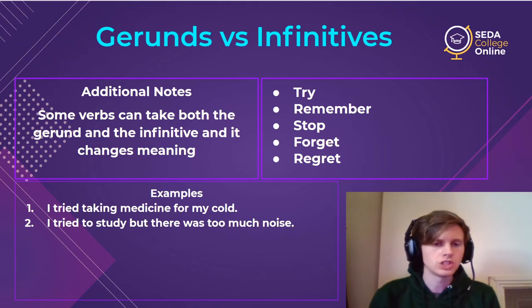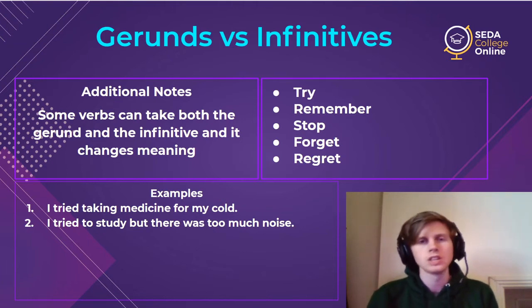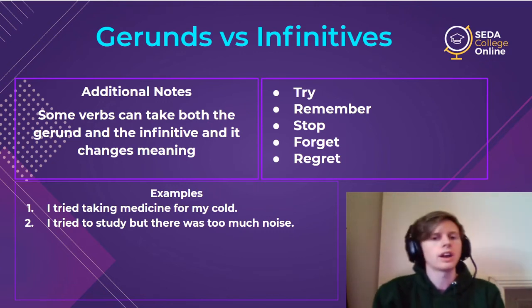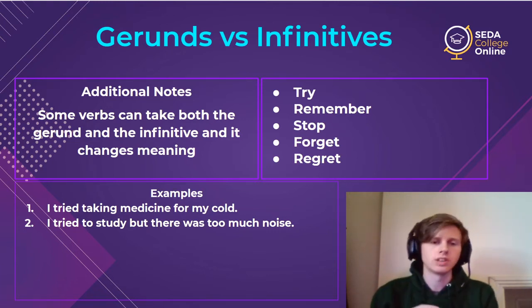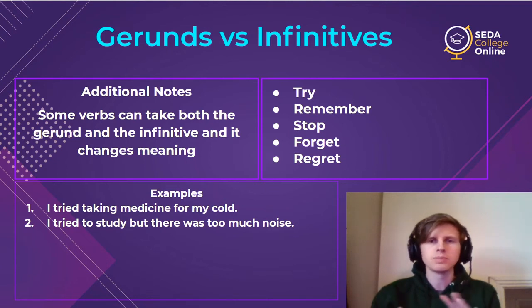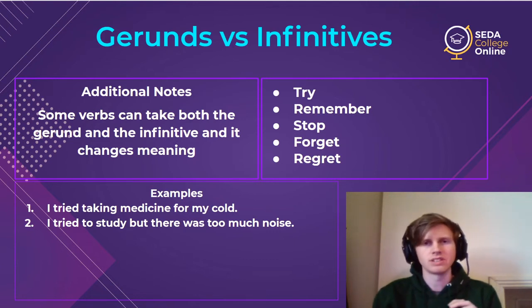I tried to study, but there was too much noise. So now I'm talking about another action. I tried to do an action, not I tried a thing, taking. So we can see there's a slight difference: this is about trying a new experience, whereas this one is about trying an action and then another action. So you have to be careful that you are thinking about the gerund or the infinitive in the correct way, as a noun or an action.